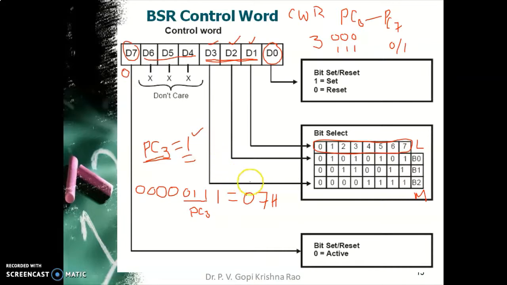So let us say if we connect an LED there, the LED will turn on. And in case you want to make this pin 0, all the structure will remain the same, only this bit will become 0. So what will be your control word? 06. Suppose you have connected an LED there, now the LED will turn off.